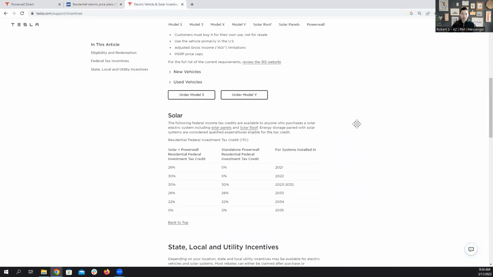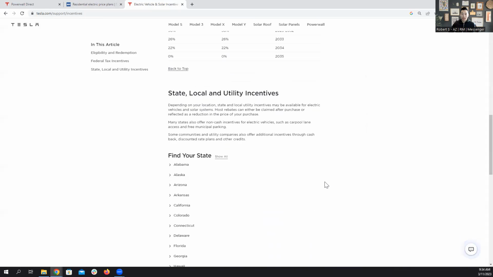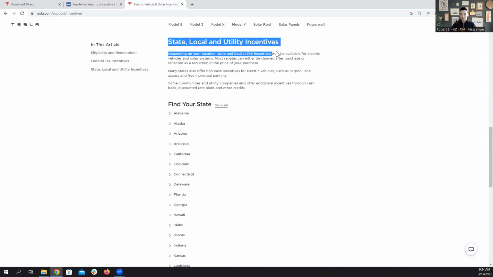This is just further info on the tax credit. As you can see, standalone Powerwall had no tax credit until 2023, and that's lasting through the year 2032, and then starts to go off through 2035. There's no tax credit after that. So 30% off for the next 9 years if you have a tax liability, and this will come back. This is basically under $6,000 a Powerwall. And then there'll be other state, local, and utility incentives that are worth exploring.